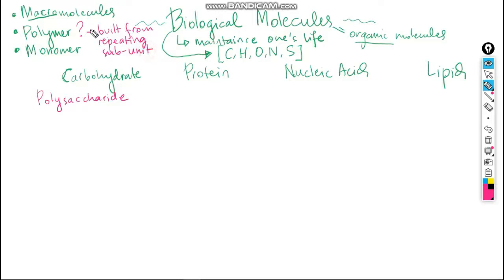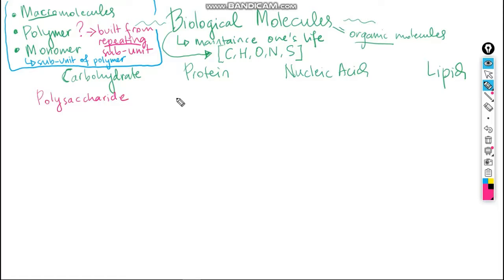A repeating subunit. Please take note, the key here is a repeating subunit, which is a monomer. It's a subunit of a polymer. I'm writing in a different color so that you can clearly differentiate between them. This subunit or repeating unit of a polymer. This is a very important term that you need to understand.